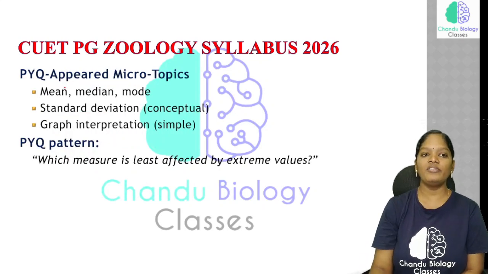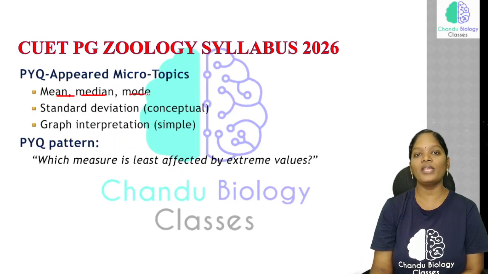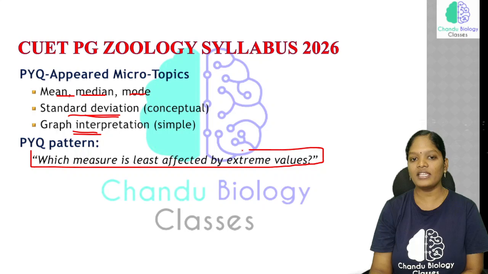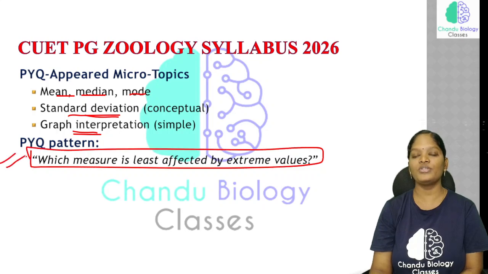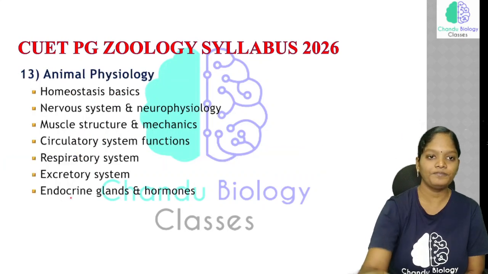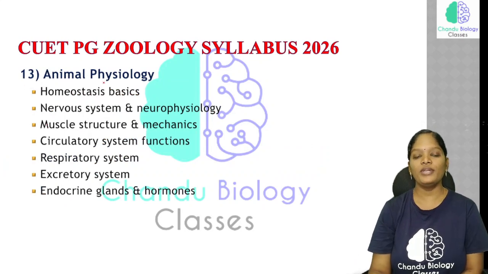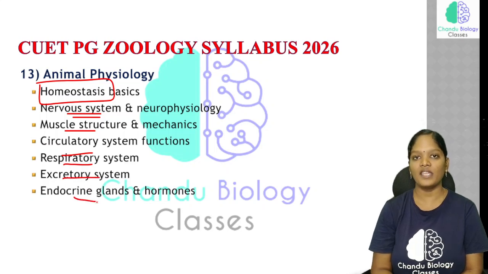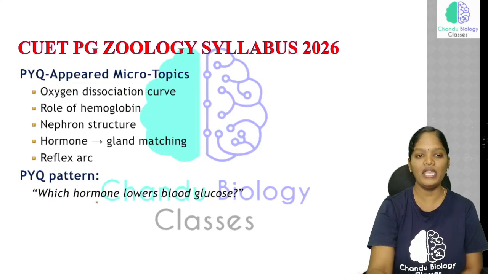So the questions will be from the mean, median and mode. How to calculate the mean, median and mode, the formulas, are very important. Standard deviation, graphical interpretations. Okay, so which measure is the least affected by the extreme value? So this biostatistics will be discussed in detail in our class. Now animal physiology. In animal physiology, you should know what is homeostasis, maintaining the body temperature. Then nervous system, muscular system, circulatory system, respiratory system, excretory system, endocrine glands and their hormones, everything will be important.